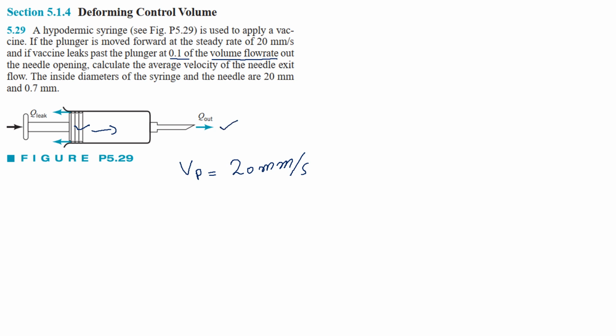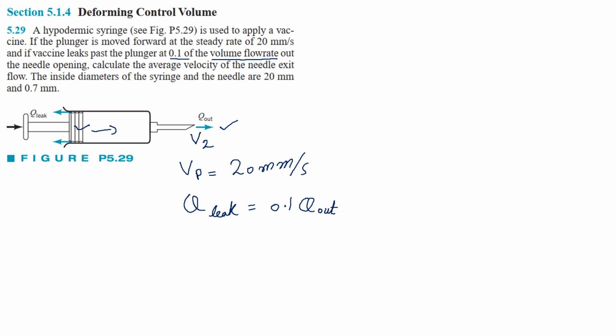So this is the needle opening, and they say that the leakage is 0.1 times the flow rate going out. If this is the Q for leakage, then it is equal to 0.1 of the flow rate that is going out of the syringe. This is what they are saying. Calculate the average needle exit velocity. We are required to find the velocity at this exit, so we would call this V2 or V out, whatever you want to call it.